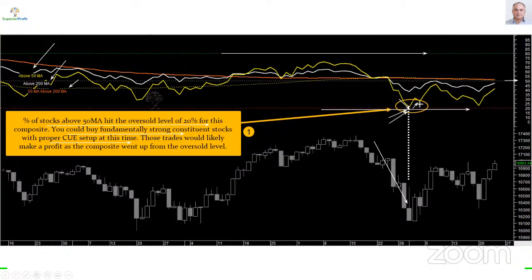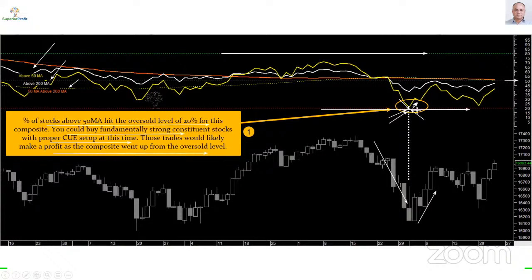We would wait for it to tilt up, and then that tilt up meant some stocks must have gone up. Which stocks? Usually the best stocks would go up first, and we would be able to identify them using top down or bottom up analysis. Those trades taken at the bottom when the yellow line tilted up, and you will notice the follow through day would have come later. It will never come when the yellow line tilts up, by definition. Those trades would likely make a profit as the composite went up from the oversold level.